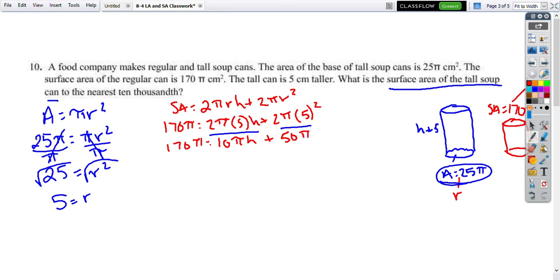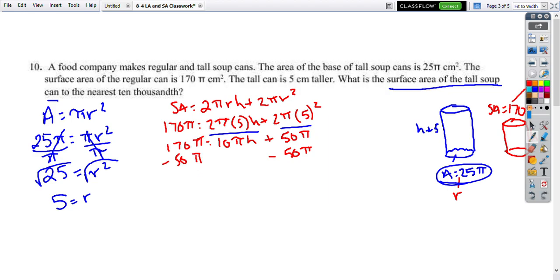So my job is to solve for h here. So first thing I need to do is get rid of the 50 pi. I cannot combine these two things together. One has an h and one does not. So I'm going to subtract 50 pi from both sides. I can subtract these because they both have a pi.